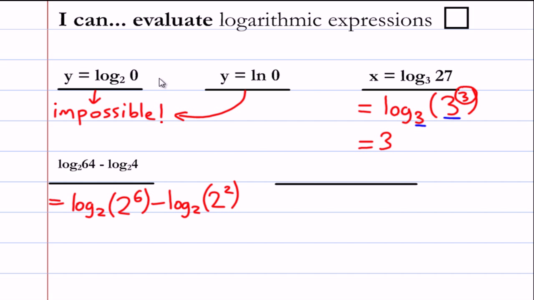Okay, so now we have the bases the same for this one. So we would write just the exponent is the answer. Okay, and we also have the bases the same here. So the answer here is just the exponent. So 6 minus 2 is just 4.